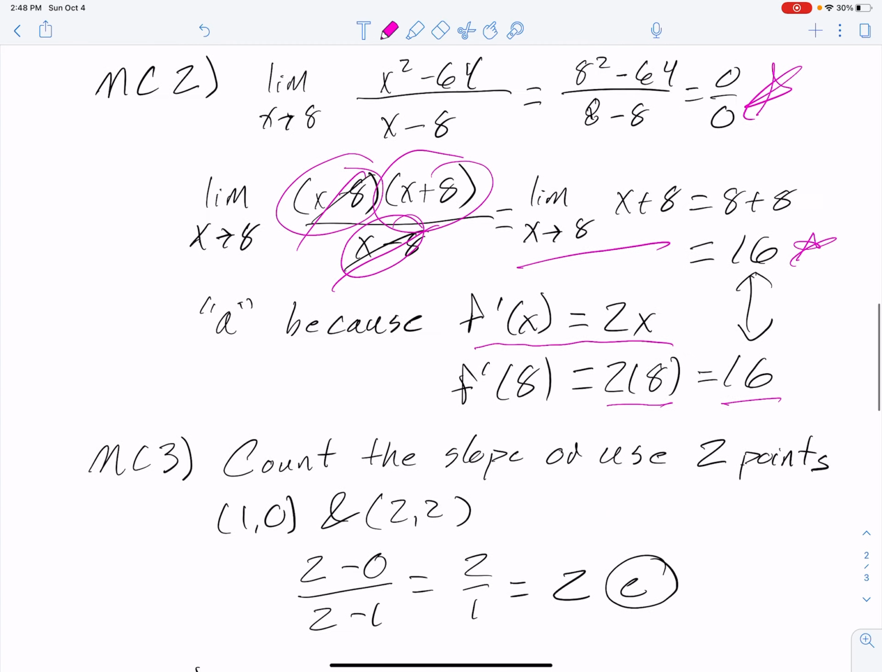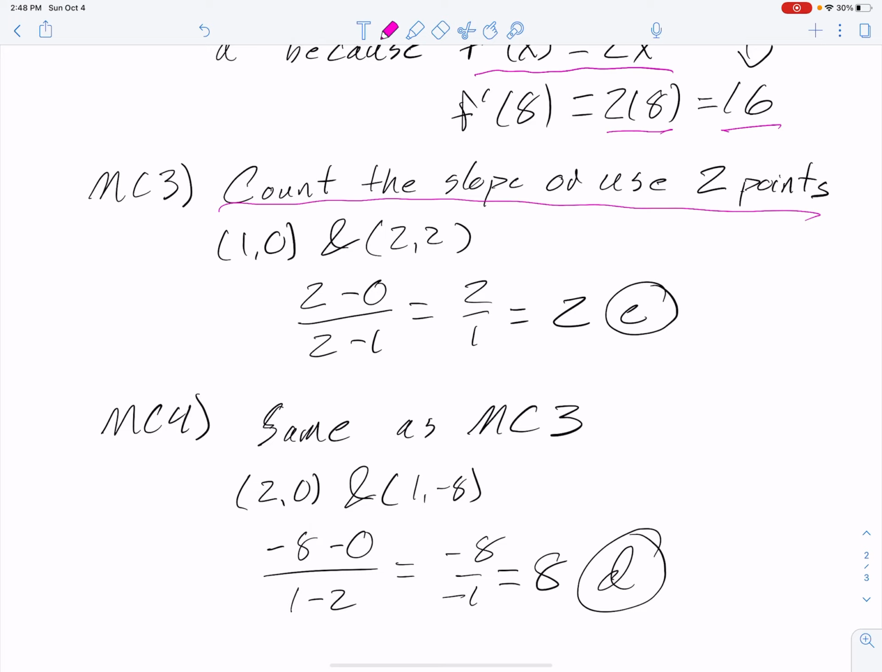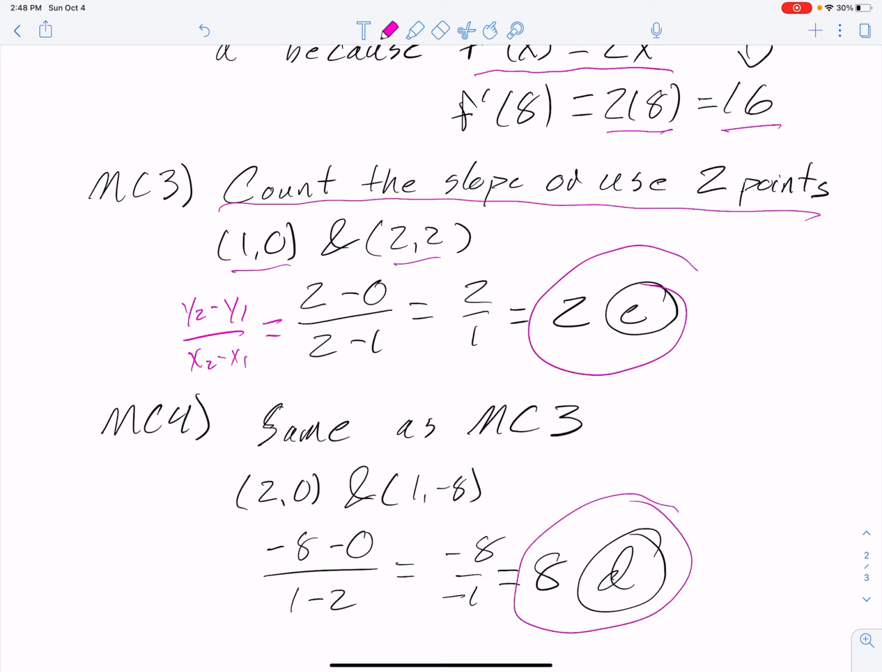Now, multiple choice 3 and multiple choice 4 are very similar, and they rely on the fact that the derivative is the slope of the tangent. And so they've drawn us a tangent line with their graphs, and really what's left for me to do is either count the slope between 2 points or pick 2 points on that tangent line and use my y sub 2 minus y sub 1 over x sub 2 minus x sub 1 formula for slope to figure out in number 3 that the slope is 2 and that number 4, the slope is 8.